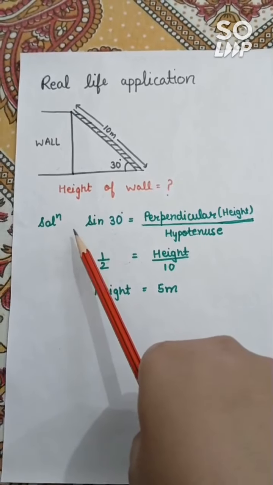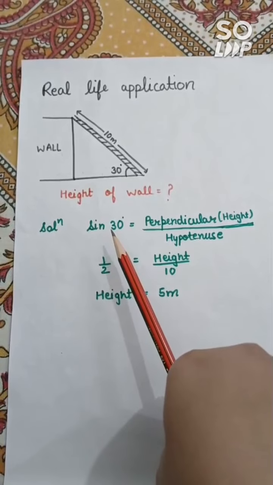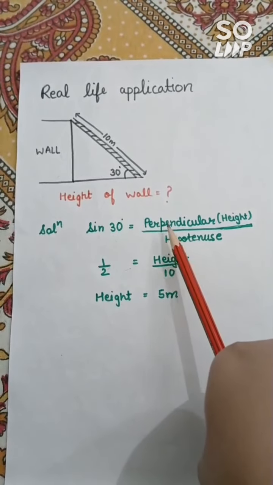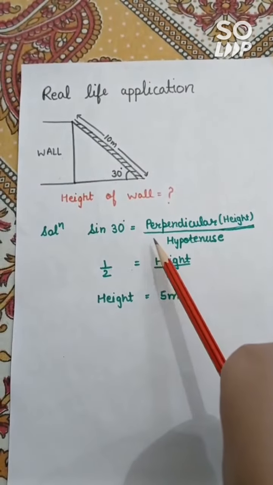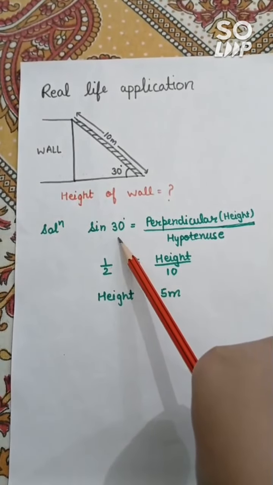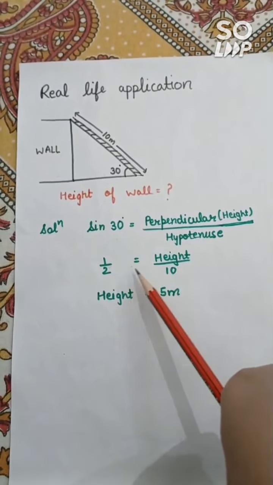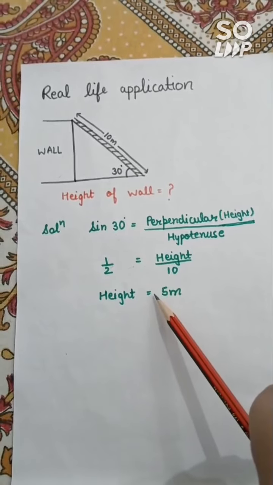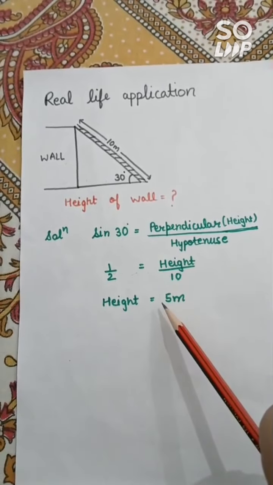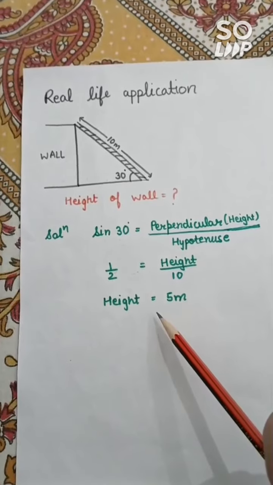For solving it, first we have to find the value of sin 30 degree. We know sin 30 degree is equal to perpendicular upon hypotenuse. Here perpendicular is the height of the wall and hypotenuse is the length of the ladder, which is 10 meter. And by the previous table, we know sin 30 is equal to half. So by cross multiplying this, we can find the value of height. So this is how we use trigonometry in real life. We use it for various purposes like finding out distances and heights of buildings.